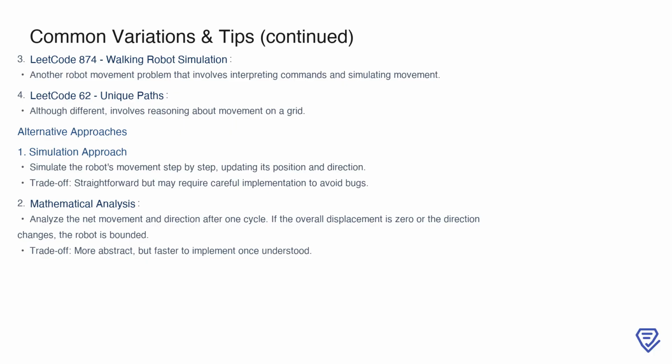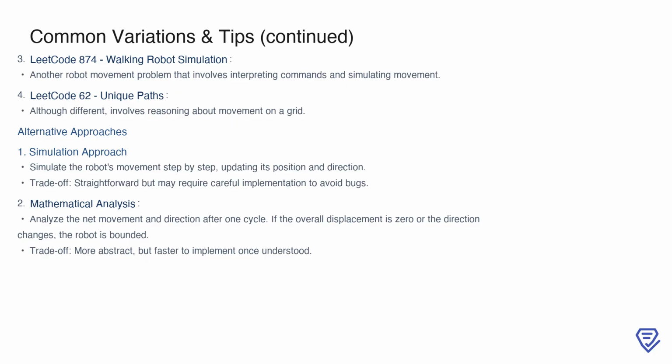When it comes to alternative approaches, the simulation method is the most straightforward. Here, you simulate the robot's movement step by step, updating its position and direction as you process each command. While intuitive, this approach requires careful attention to detail to avoid implementation bugs. Another option is mathematical analysis, where you analyze the net movement and direction after one cycle of instructions. If the overall displacement is 0 or the direction changes, the robot is bounded. This approach is more abstract but often faster to implement once you fully understand the concept.